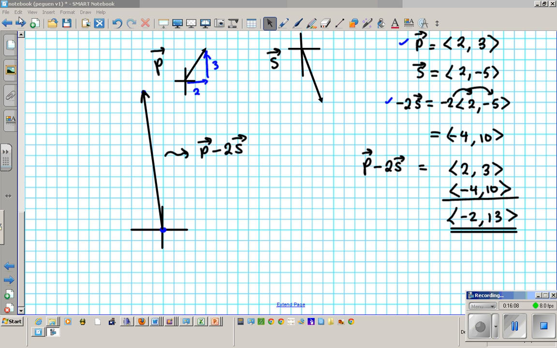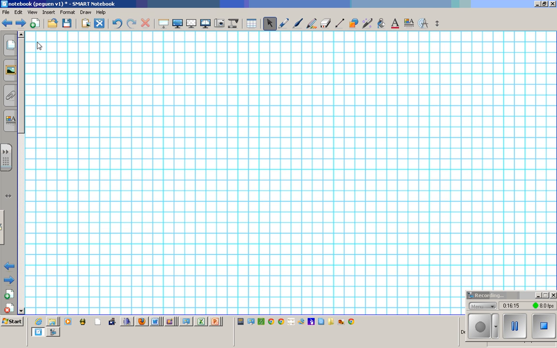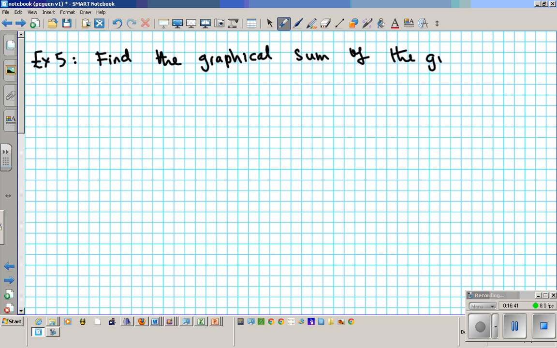Alright, now let's consider an example where we are just applying the parallelogram rule and finding the sum of two vectors. Okay? So I think this is example 5. Find the graphical sum of the given vectors. So let's say we have a vector like this, and another vector like that. What is the sum of these two vectors going to look like?